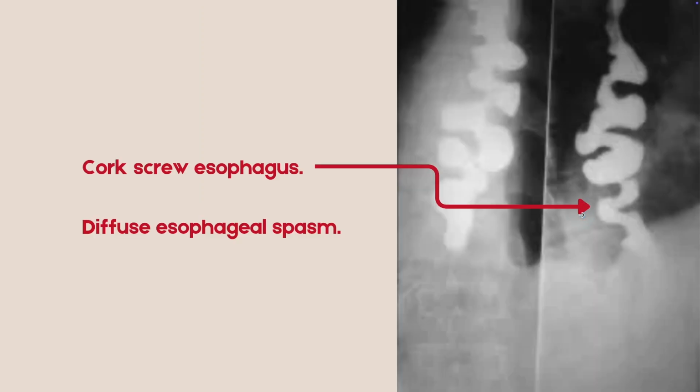Okay. And what is this? It's like a little jumbled esophagus, looks a little bit like a screw. So this is known as a corkscrew esophagus. It's seen in diffuse esophageal spasm. So this can present with dysphagia or painful odynophagia.